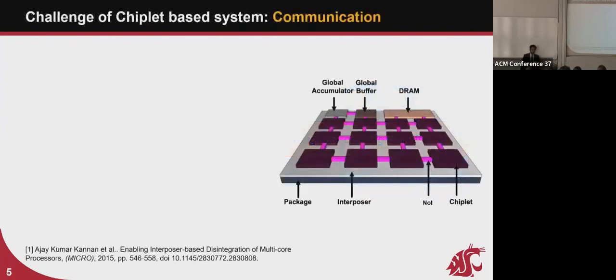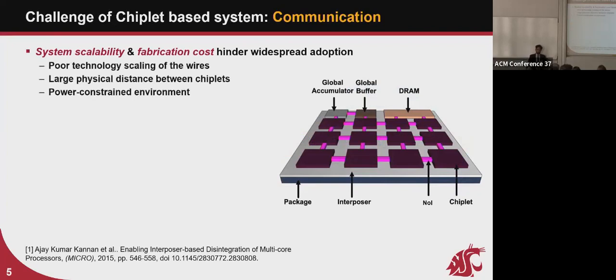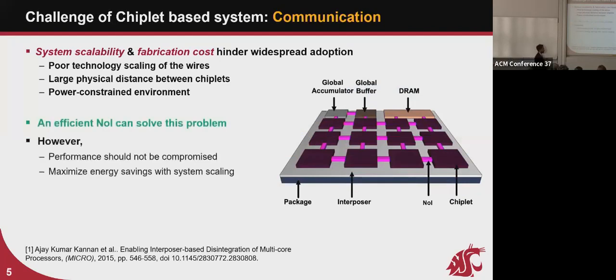The biggest challenge of all is the communication, highlighted here with one toy example for chiplets, where system scalability and fabrication costs actually hinder widespread adoption. The obvious reasons are poor technology scaling as the wire length increases. We have larger physical distance, as we can see by these pink nodes, and it's overall a power-constrained environment. However, an efficient NOI, the network-on-interposer, can solve this problem, but we need to have this idea baked in, which is that performance should not be compromised. And we should maximize energy saving as the system size scales, because we expect the number of chiplets to increase.